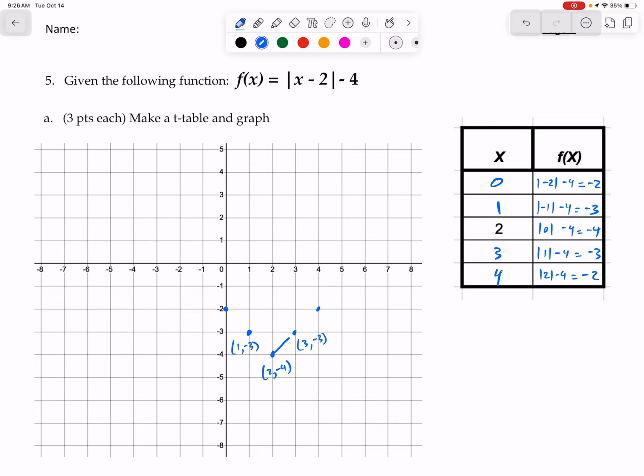So we have this thing that's looking very linear. Sorry, I have to turn to be able to draw reasonably straight lines. There we go. And, oh, if I didn't finish labeling my points, this is 0, negative 2, and this one is 4 comma negative 2.